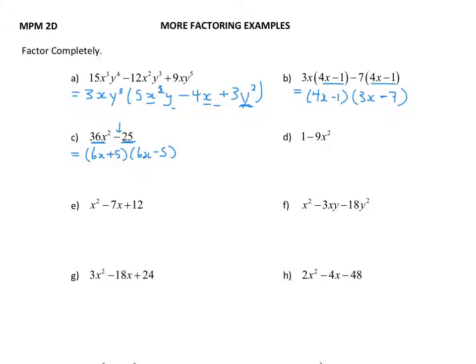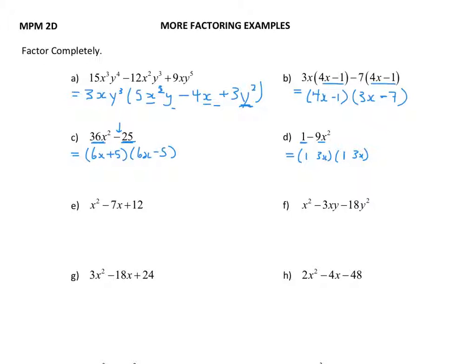All right, next one, I only have a 1 here, and this has a 9x squared. There's nothing common, first of all. Second of all, there are 2 terms here. I do have a perfect square because I can square root 1 and get 1, so that's going to go at the beginnings because I do have the difference of squares here. The square root of 9x squared would be a 3x, so that goes at the ends.